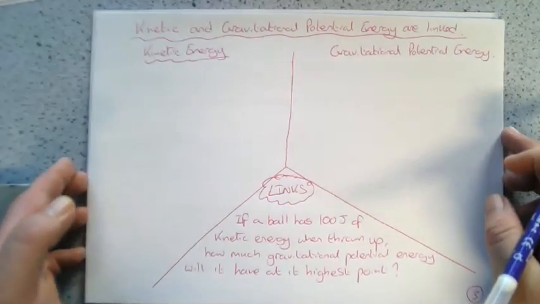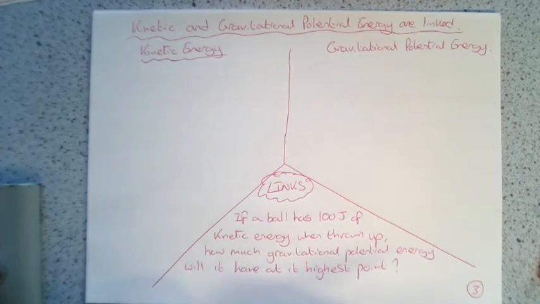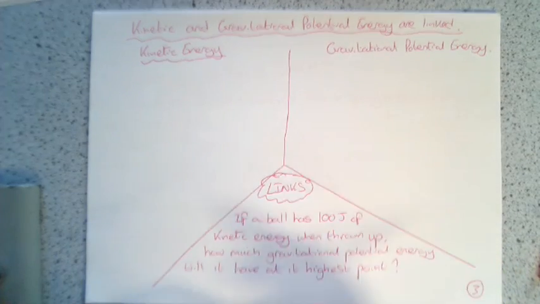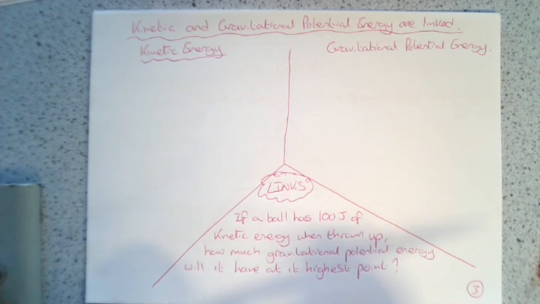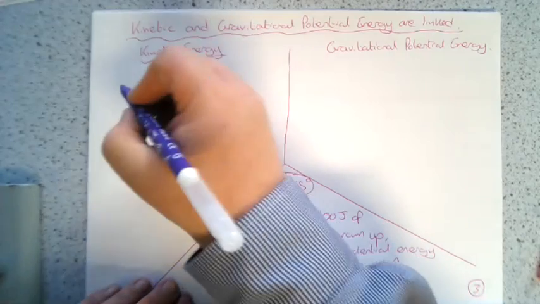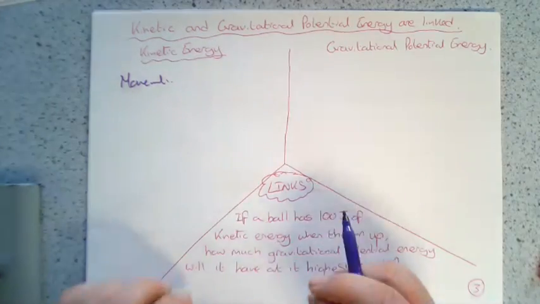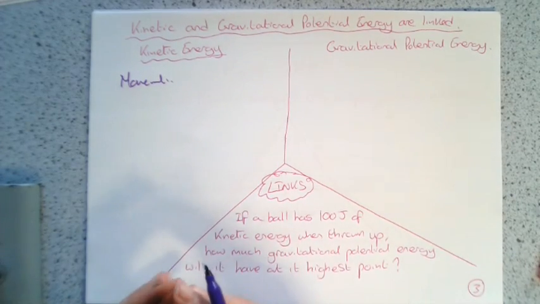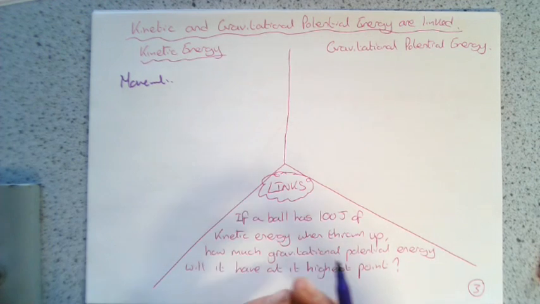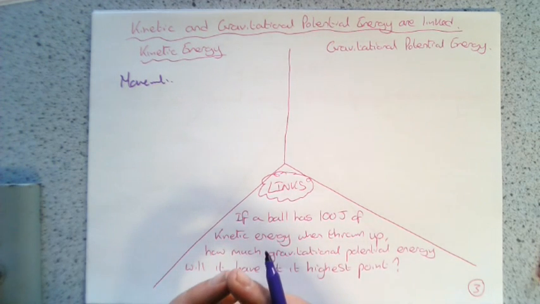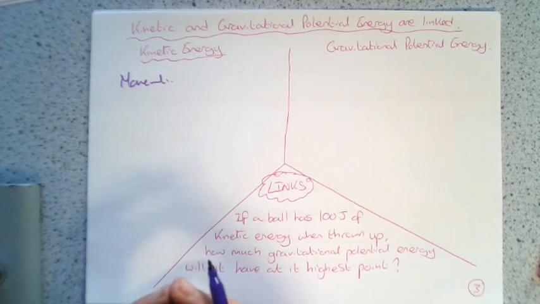Now, we've got two equations that we've got to know, and they're linked together when we're talking about kinetic and gravitational potential energy. So if we think about the kinetic energy equation, kinetic energy is about movement. So anything moving has kinetic energy. The faster it's moving, the more energy it's got. The slower it's moving, the less energy it's got. But we need to be able to work out kinetic energy.